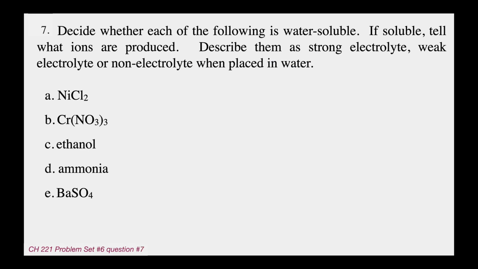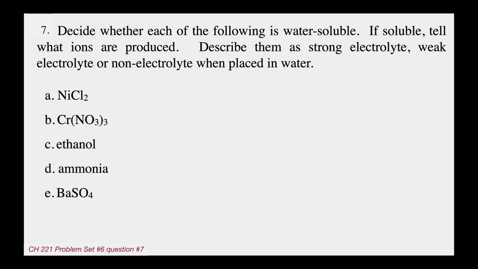Decide which of the following is water soluble. If it is soluble, tell what ions are produced. Describe them as strong electrolyte, weak electrolyte, or non-electrolyte when placed in water. This is a problem now where the solubility guide is going to be handy. I talked about it at the beginning of this video, I would definitely recommend you get it out. But I'll talk you through how this all works as well.